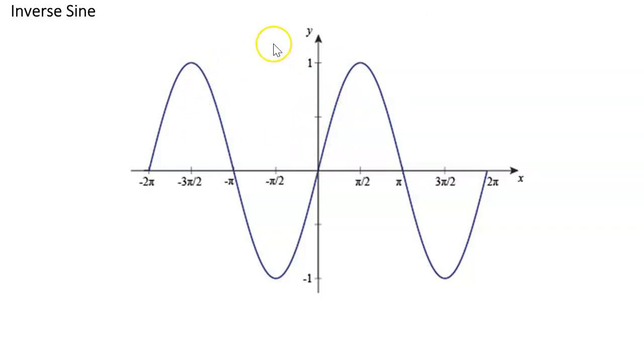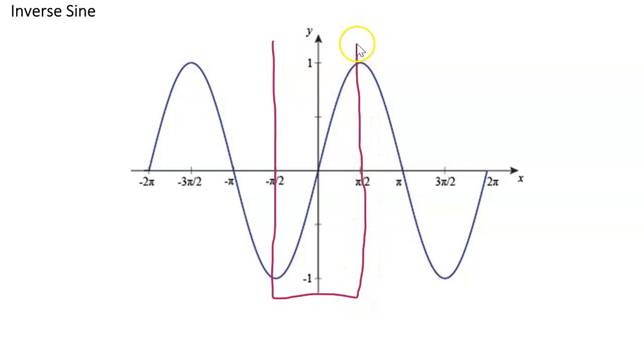If instead we pick negative pi halves to positive pi halves, we get one continuous chunk of function from -1 all the way to +1 that includes every possible value of sine without any repetition. So what we conclude is that inverse sine is defined in quadrant 1, which is 0 to pi halves, and also defined in quadrant 4, which is negative pi halves to 0, and technically it's also 3 pi halves to 2 pi.